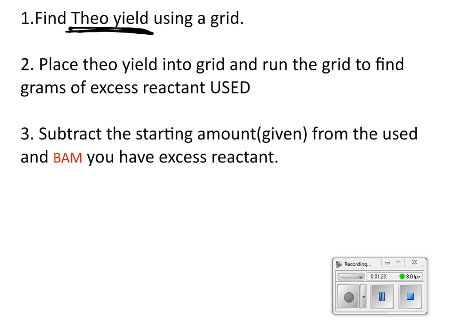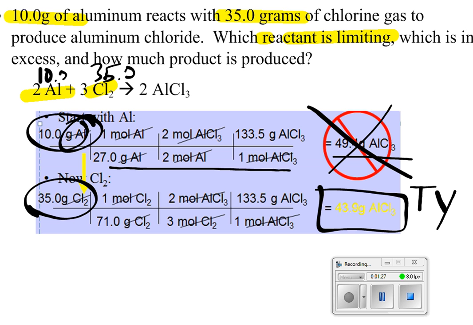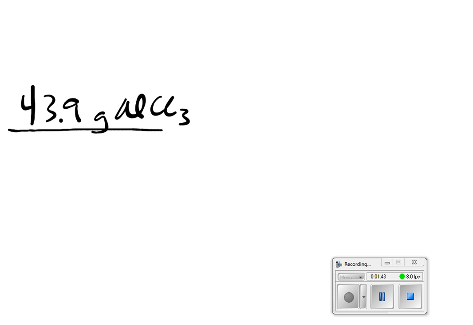So the key part is you place the theoretical yield into a grid. I'm going to take this 43.9 grams of AlCl3 and I'm going to use it. So I go 43.9 grams of AlCl3. The theoretical yield gets dropped into a grid. Then I'm going to run the grid to figure out the excess reactant.